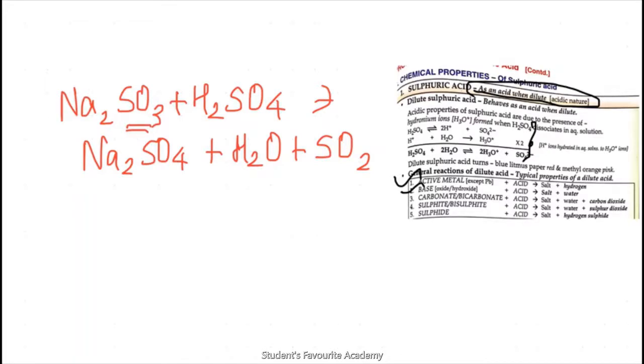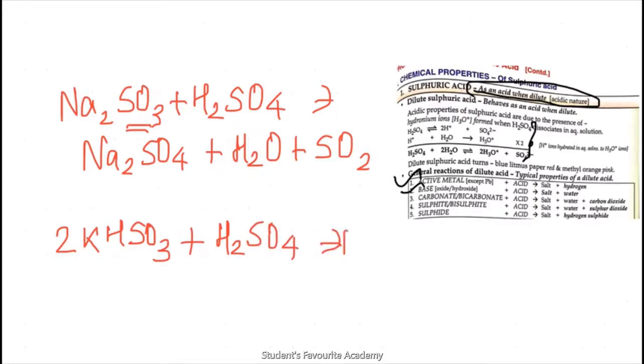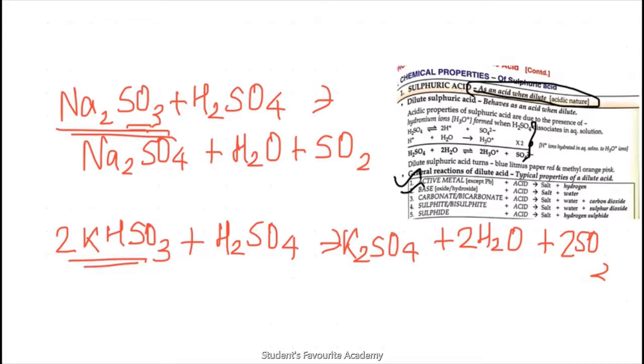Similarly, if I talk about bisulfite, not sulfate, bisulfite. Suppose I want to take potassium bisulfite. This is KHSO3. When this is reacting with H2SO4, what does it give me? First of all, it is giving me K2SO4, the salt that is being formed, plus 2 times H2O plus 2 times SO2. Okay, so what do you see, whether it is sulfite or bisulfite, the product is the same, only the quantity is changing. And lastly we'll be talking about sulfide.